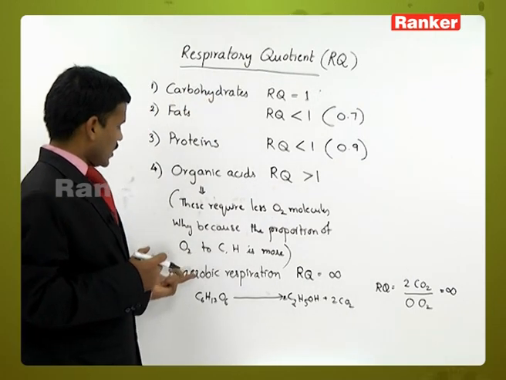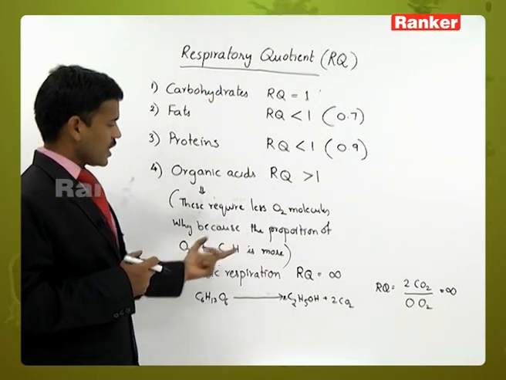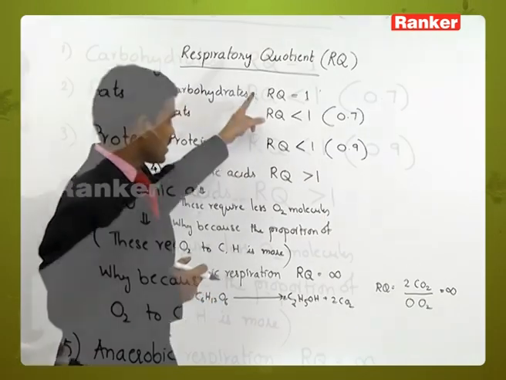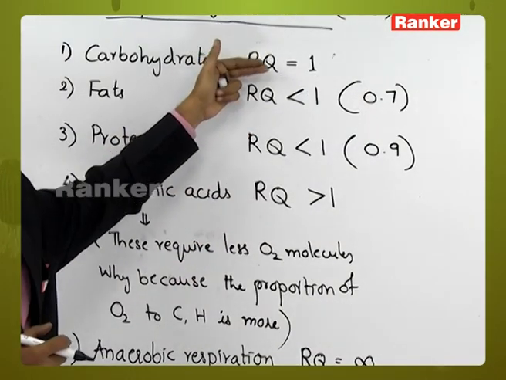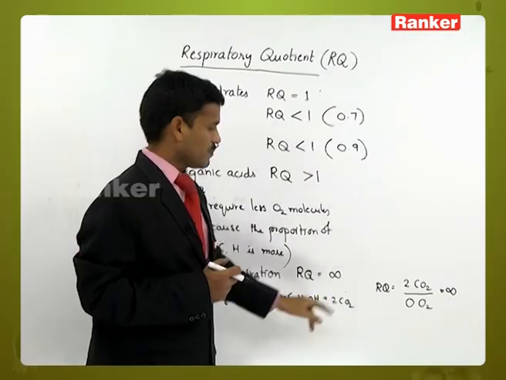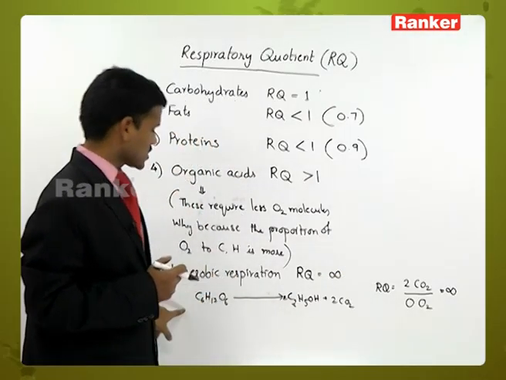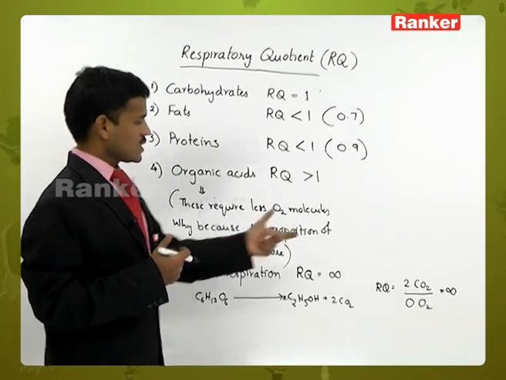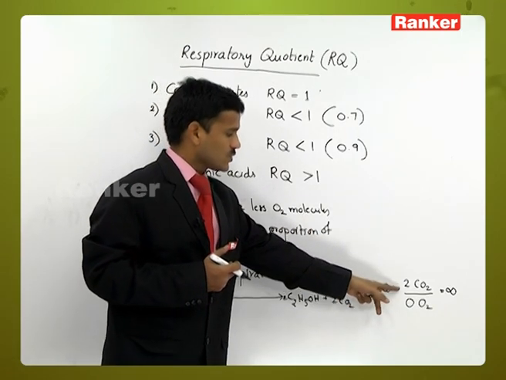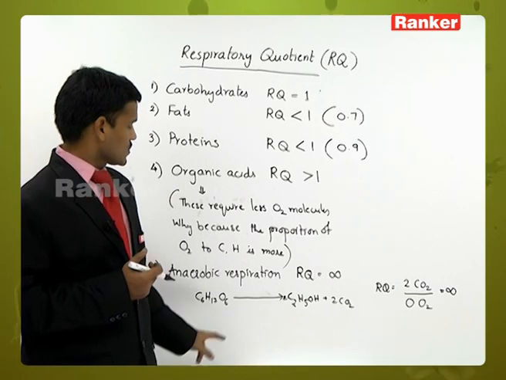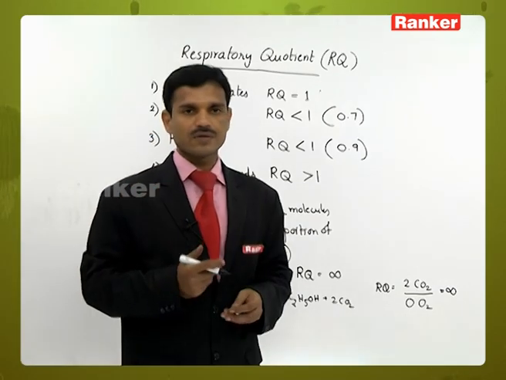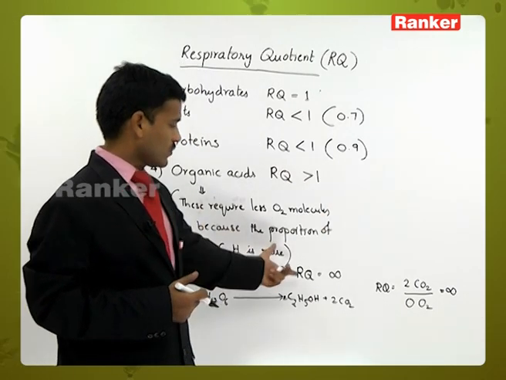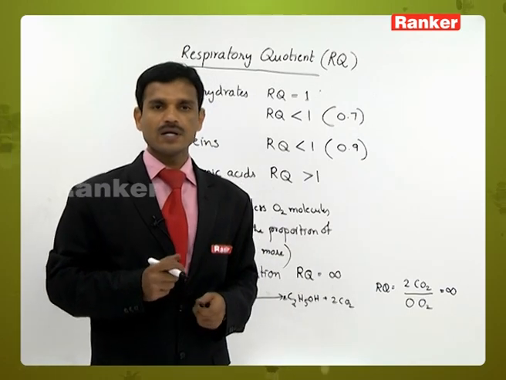But in anaerobic respiration the RQ values are infinity. Why? Because no oxygen is consumed. In aerobic respiration oxygen is consumed, so the value is more than, less than, or equal to 1. But in anaerobic respiration, or fermentation also, no oxygen is consumed, but CO2s are released. So 2 by 0 is equal to infinity. So these are the respiratory substrates in aerobic respiration, and for anaerobic respiration the RQ values are infinity. That is about the respiratory quotient.